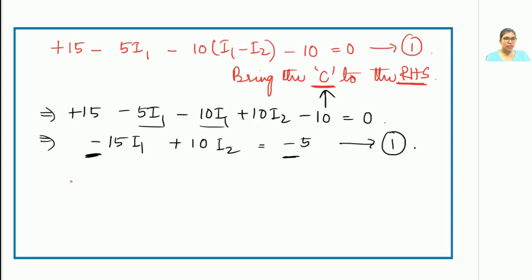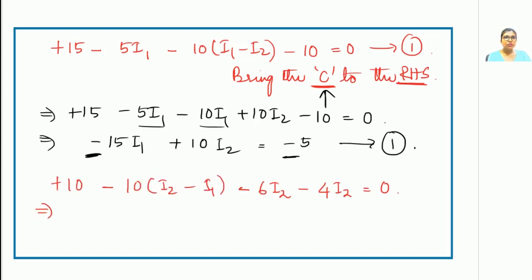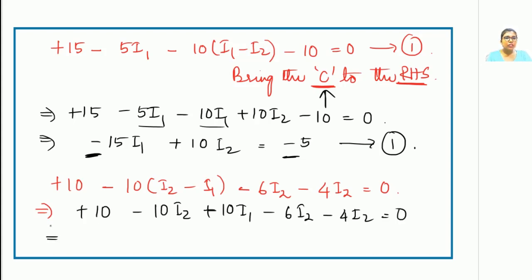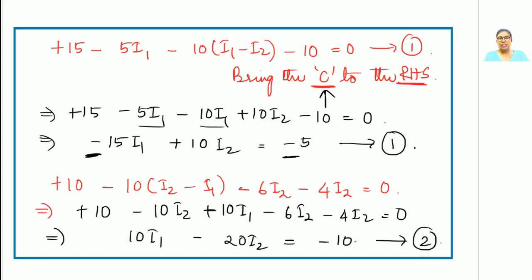The second equation I had written over there is plus. So if you start simplifying this equation, what does it become? Bring all the terms of I1 together. So it is 10 times I1 minus 20 times I2. Please bring the constant to the right hand side, so it becomes minus 10. So this is a simplified version of the second equation. Now use your calcs to solve this simultaneous equation.